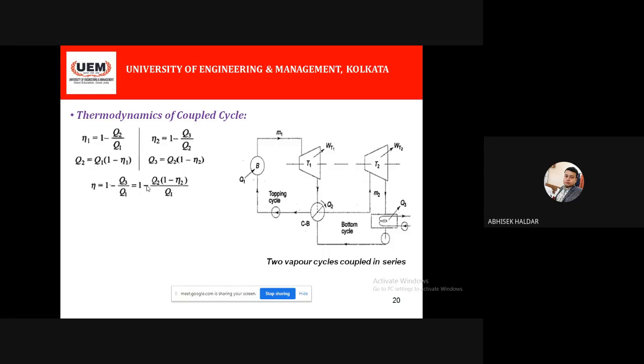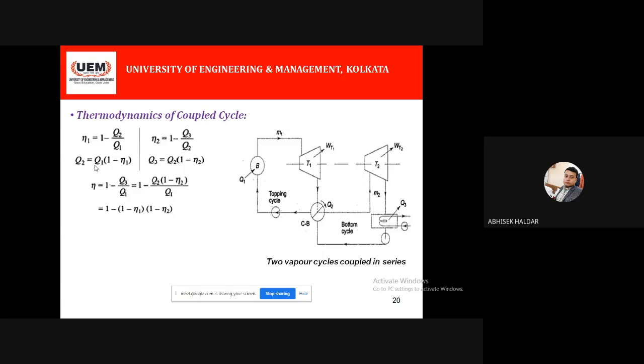So here, if I replace Q3 with Q2 into 1 minus eta 2, then I can write in place of Q3, Q2 into 1 minus eta 2. So here you see, Q2 by Q1 means what? Q2 by Q1 means what?